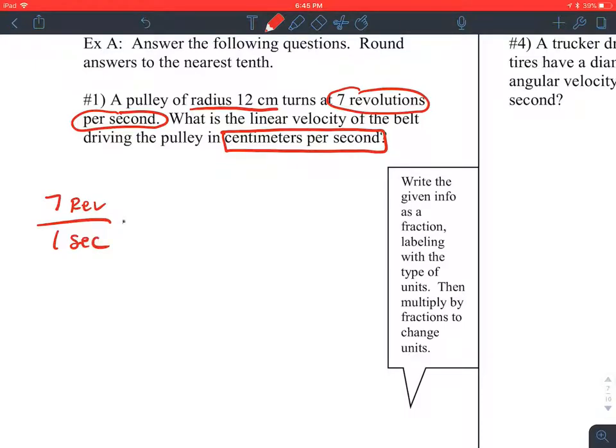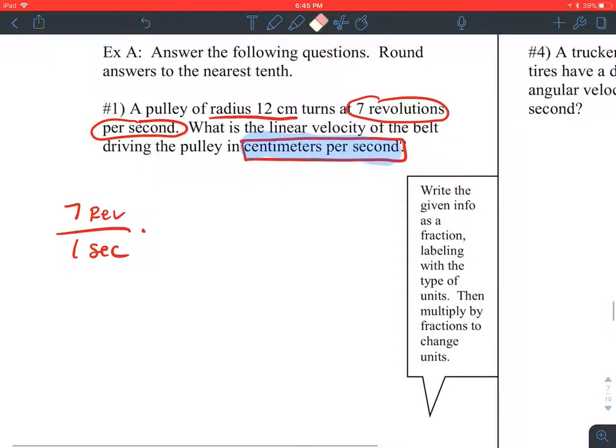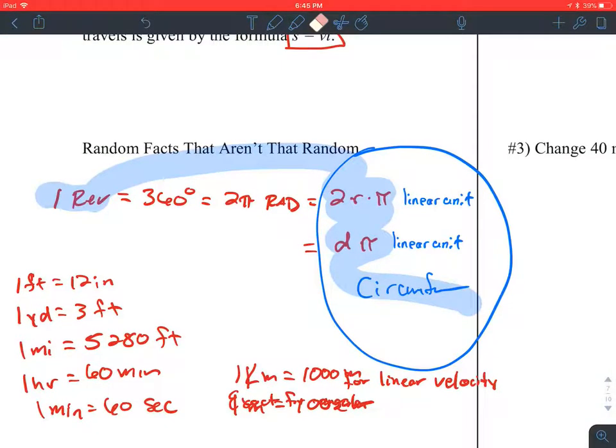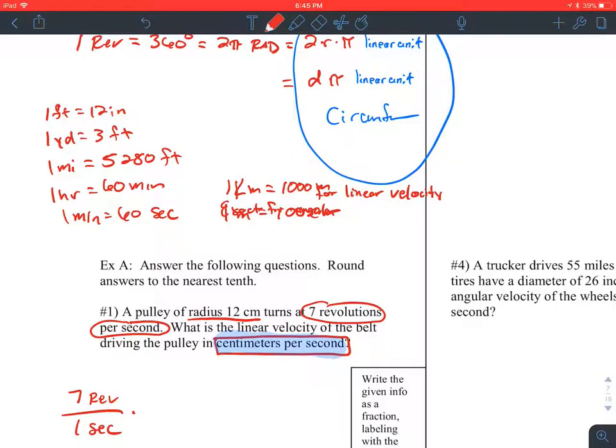Then that needs converted to centimeters per second. Now fortunately, the bottom is already in seconds. We just have to convert the revolutions to centimeters. So we go back up to our not-so-random facts. We are currently in revolutions, so we could change it to degrees if we wanted. We could change it to radians if we wanted. We could change it to a linear unit if we wanted. Which do we want to do? Well, we're supposed to change it to centimeters, which is a linear unit.